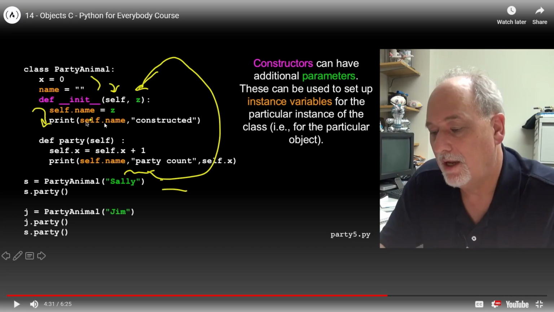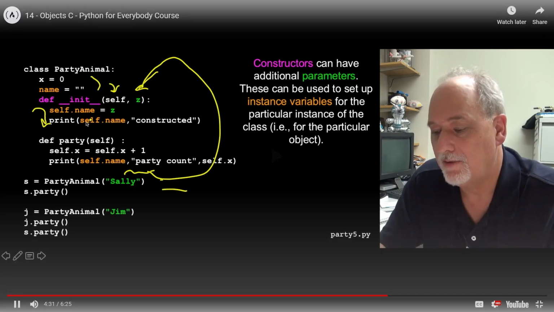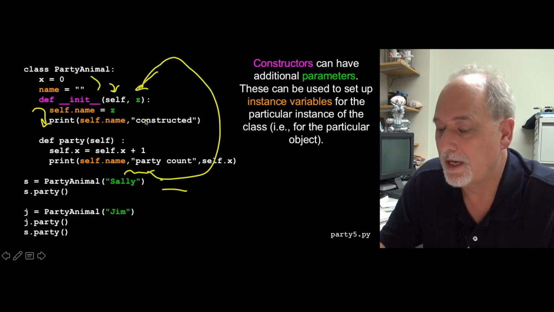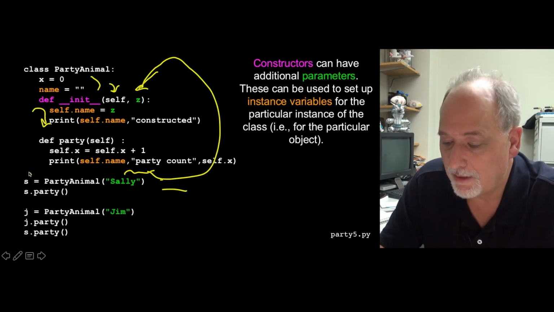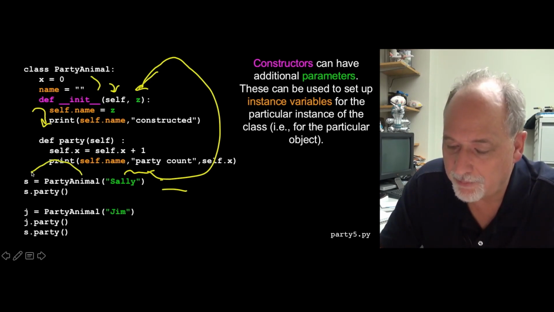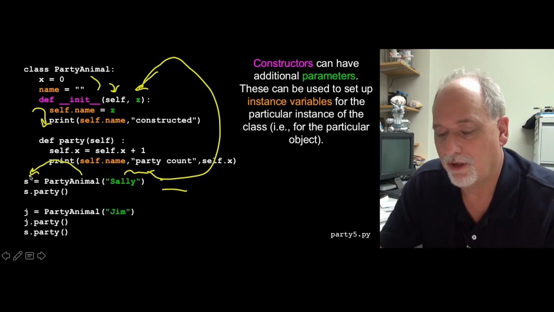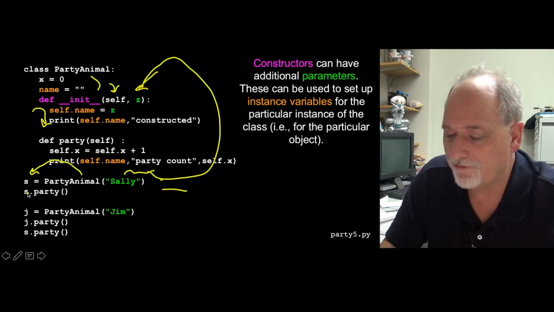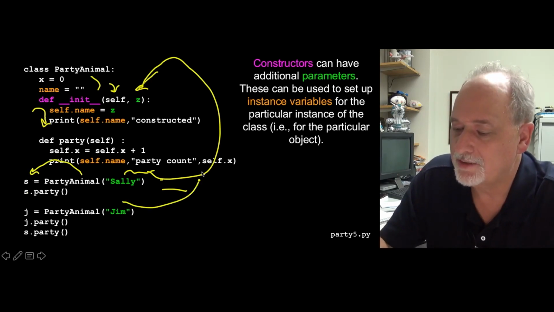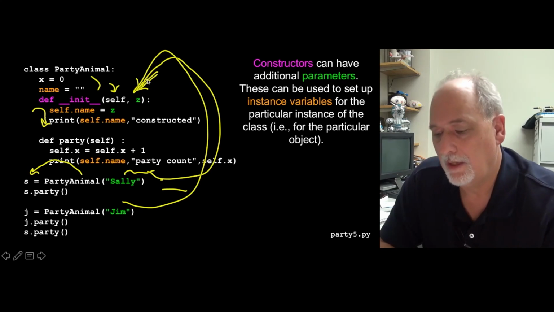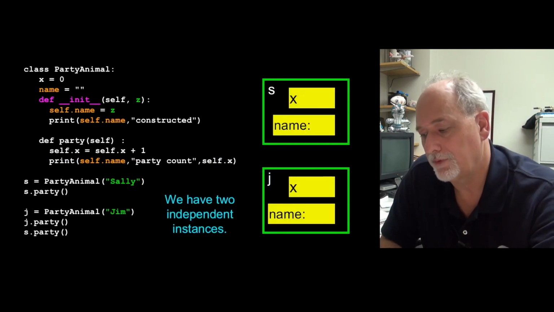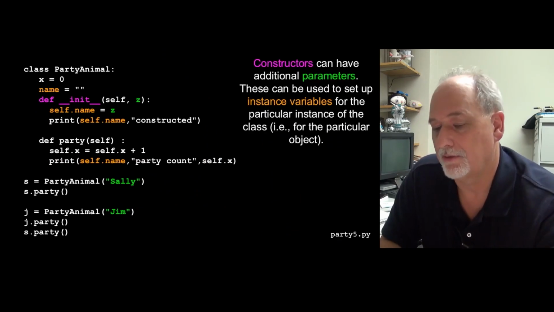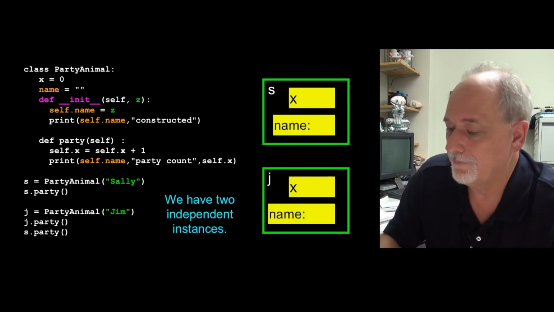So this self.name is z. Z constructed. And then I'll say self.name, which will be Sally, has been constructed. That object is now constructed, and then we put it in the variable s. Then we call the party method on that, and we construct a different one. This time z is Jim, and we basically have another copy of this. And this is how it's going to look.